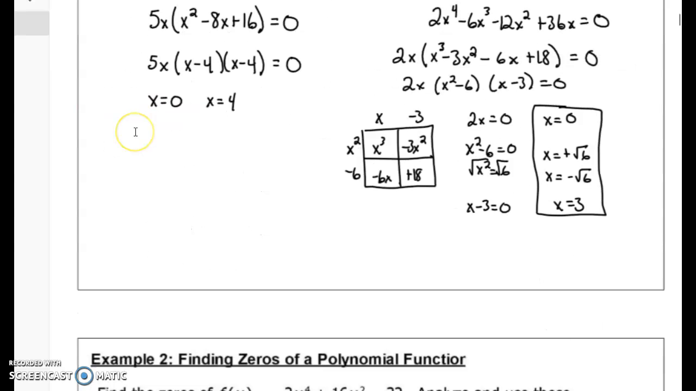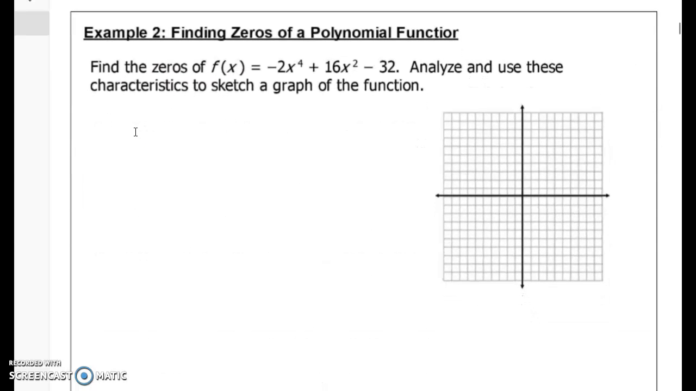Okay, example 2 is finding the zeros of a polynomial function. So it says to find the zeros of this function. So the first thing we're going to do if we're looking for the zeros is set it equal to 0. All right, so now to continue finding the zeros, I need to factor. First thing I notice is it has a GCF of negative 2. So I'm going to factor out the negative 2, and I'm left with x to the 4th. Sorry, that will turn into a minus 8x squared. And then that will be a plus 16.